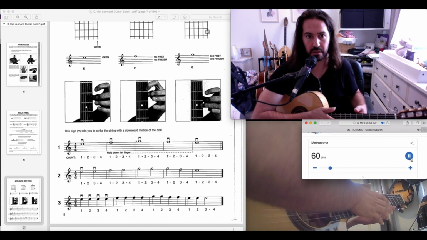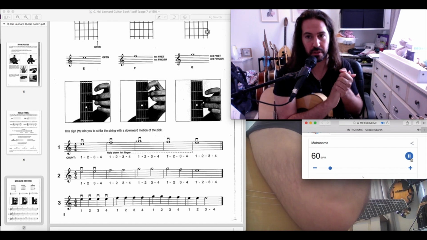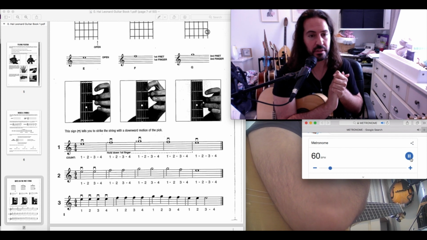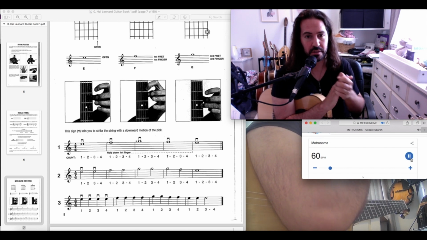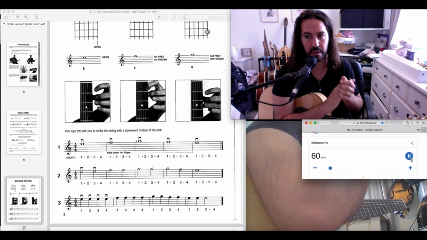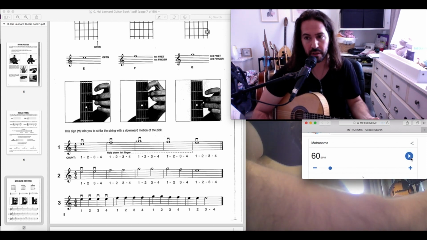2, here it is. 1, 2, 3, 4. Next note. 2, 3. Next note. 2, 3. Next note. 2, 3. Next note. 2, 3, 4. And then it's done.